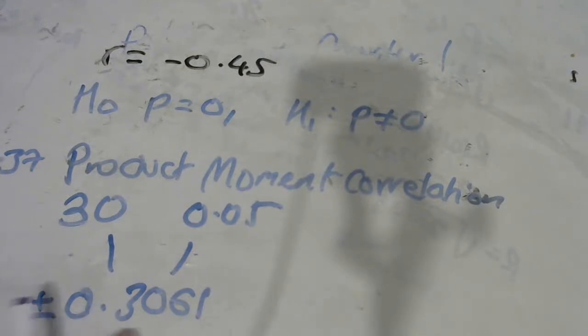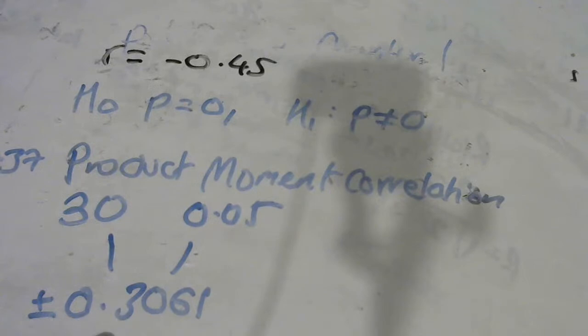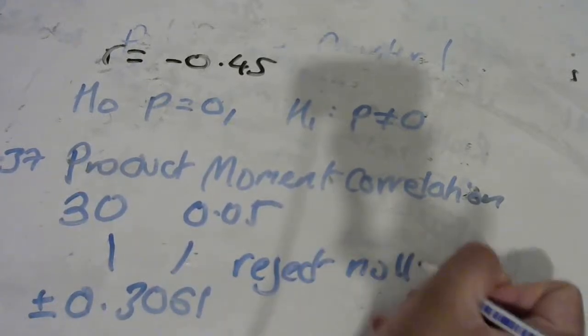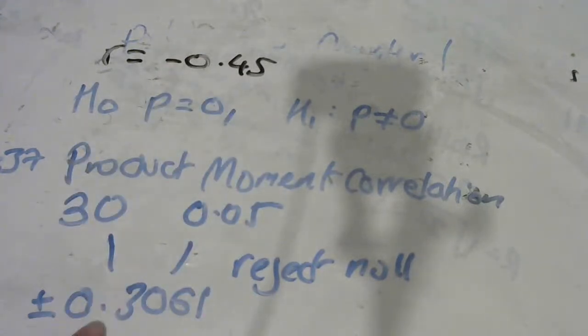Anyways, so we've got 0.3061. That's our test. We've got minus 0.45. That is larger in an absolute sense than minus 0.361. Obviously, I know that minus 0.45 is smaller than minus 0.361. What I'm saying is it's further away from 0. So therefore, we're going to reject the null. Because this number is further away from 0 than the bottom end of this number, that's probably the neatest way of saying it, we are going to reject the null hypothesis.